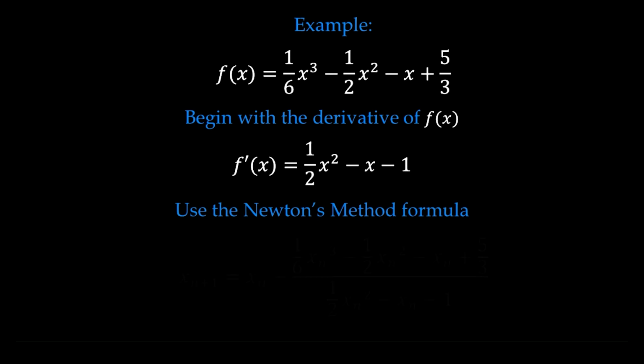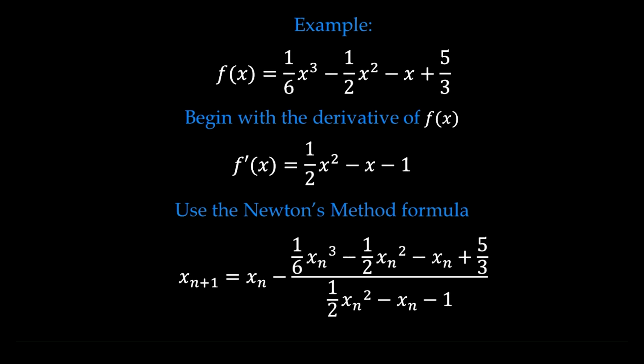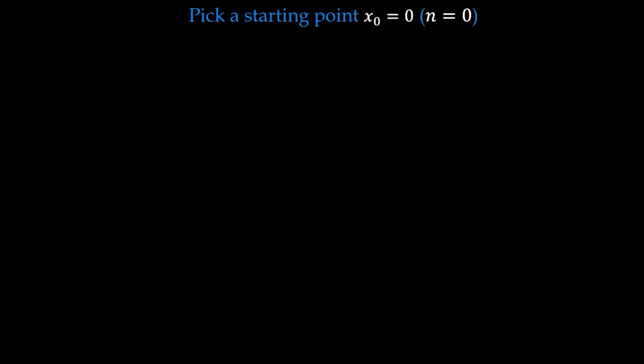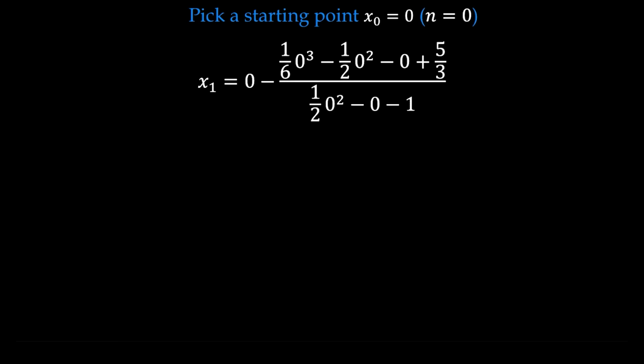This will give us the following formula. Admittedly, it's not very pretty, but in some instances these formulas can simplify. Now we pick a starting point x0. Here we let it be 0. Note also that x0 corresponds to n being 0. So we evaluate the formula from the previous slide when n equals 0 and x0 equals 0.